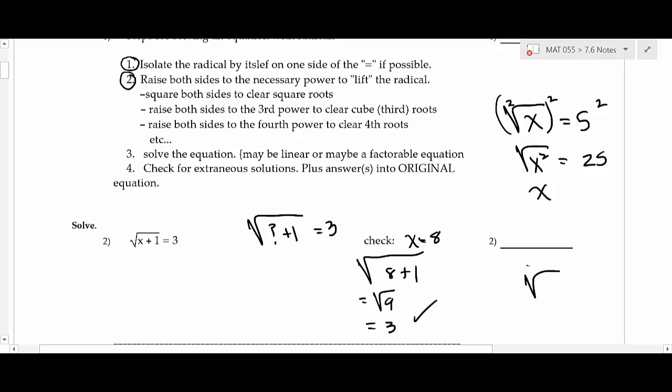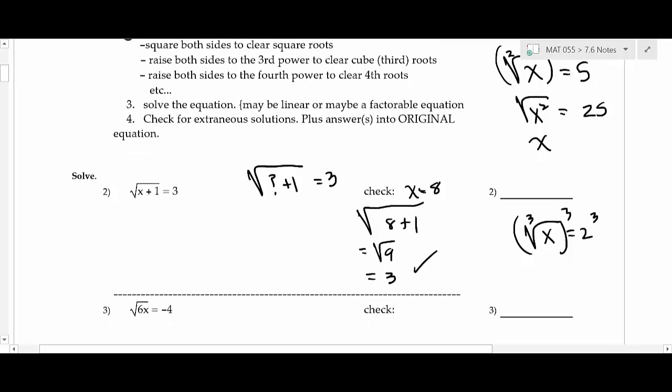What if you had something like this? What if you had the cube root of x equals 2? You know what the answer is? 8. What's the cube root of 8? 2. So what you would do here is raise both sides to the third power. Now you want to understand the why part of this so that you'll remember it. If you do the cube root of something to the third, what do you get? Itself, exactly. So this would give you 8, and then the cube root undoes that and gives x equals 8.